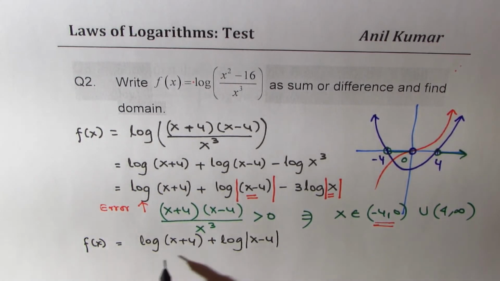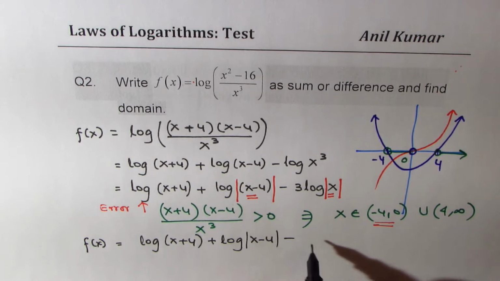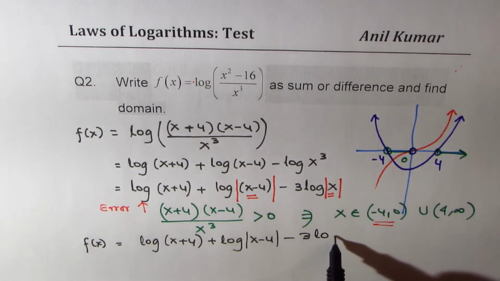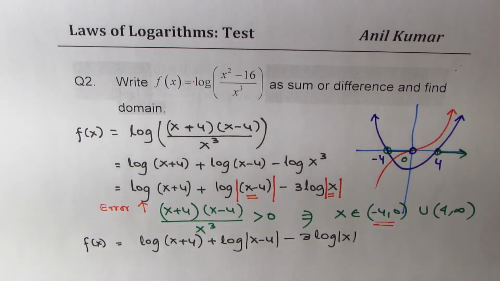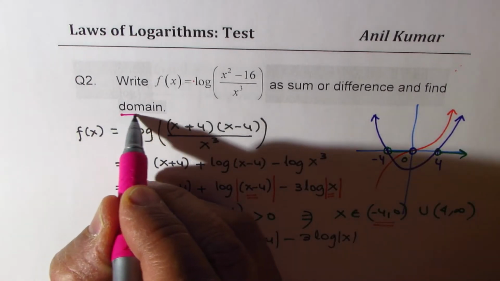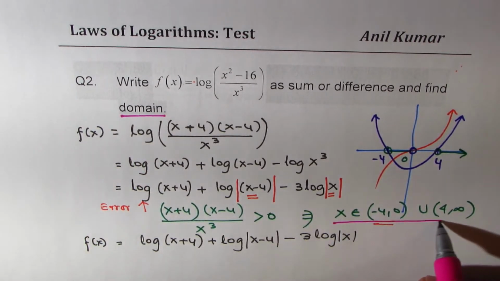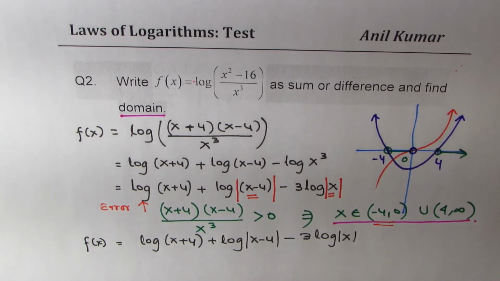It won't be wrong if you write absolute value, right? Let me say that also. 3 times log of absolute value of x. It does make sense. And we wanted to know what the domain is. So the domain I've written earlier, which is kind of like this. Perfect. So that is how it should be done.